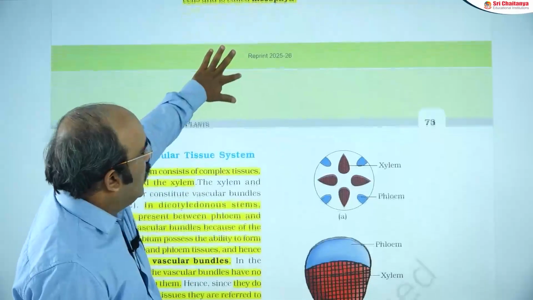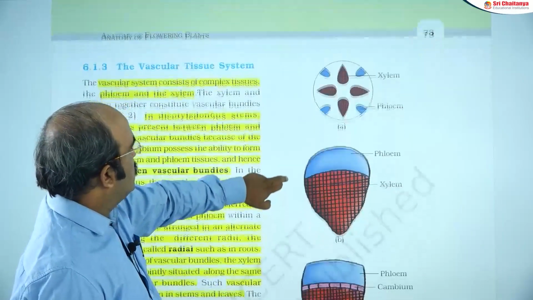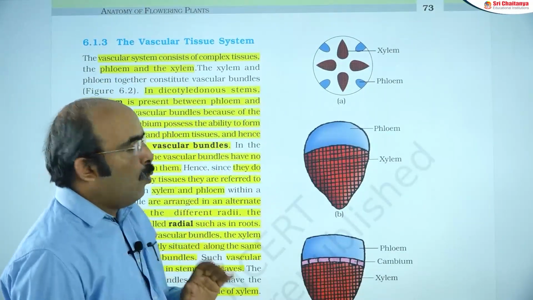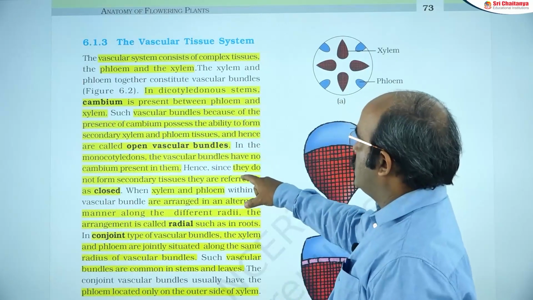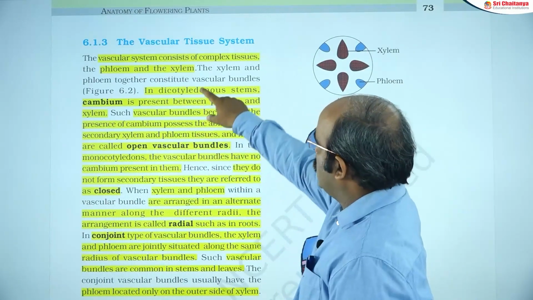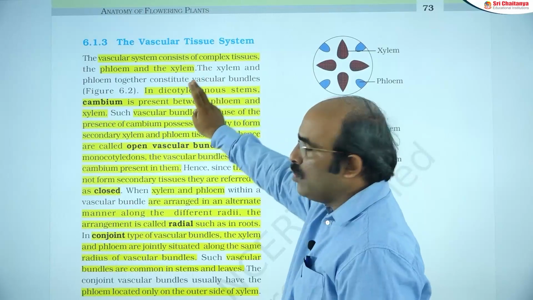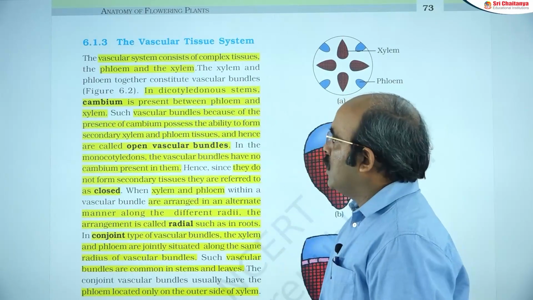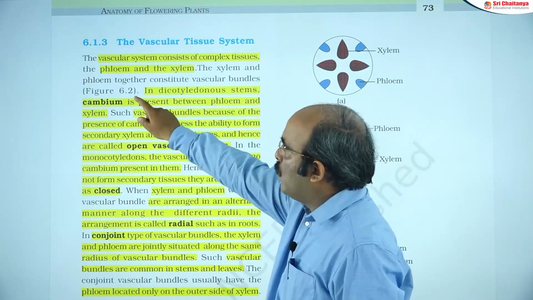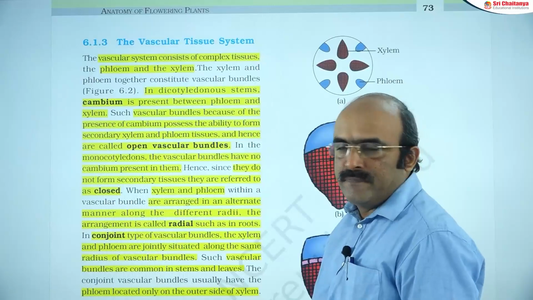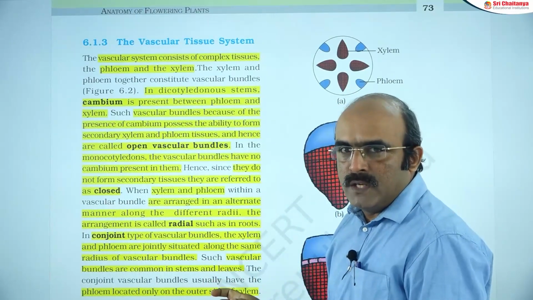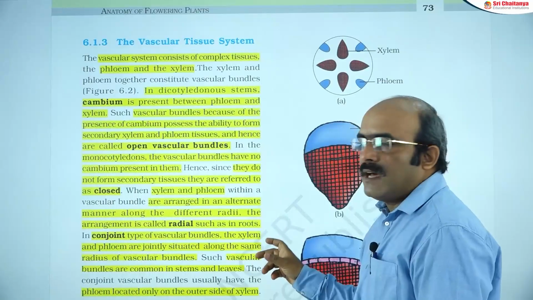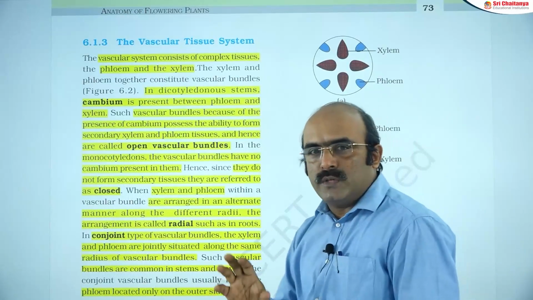Then the next tissue system is nothing but the vascular tissue system. So the vascular tissue system consists of two complex tissues. What are the two complex tissues? Phloem and xylem. Based on the presence or absence of cambium, you can observe that the vascular bundles can be divided into two types.